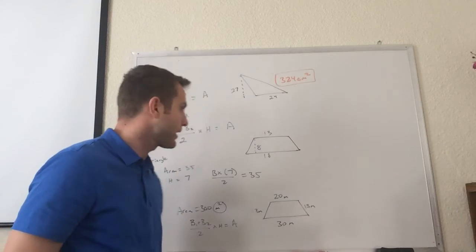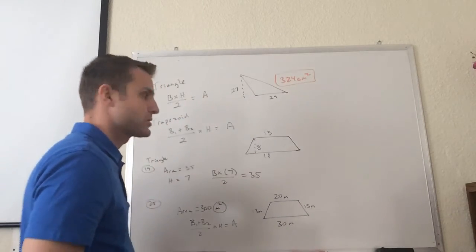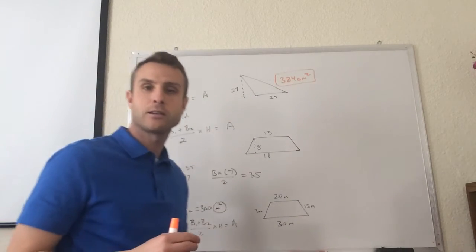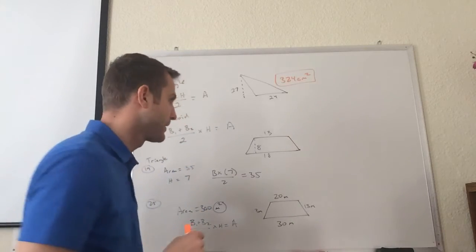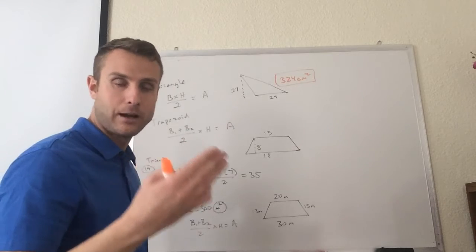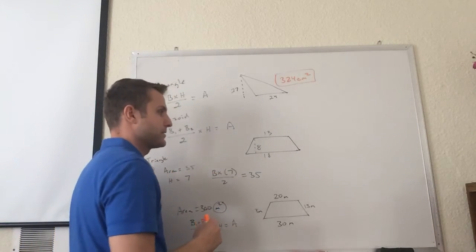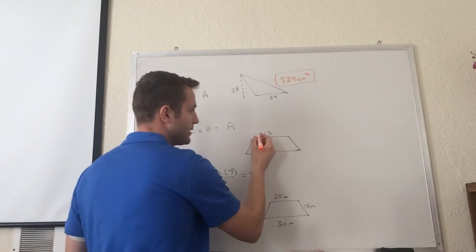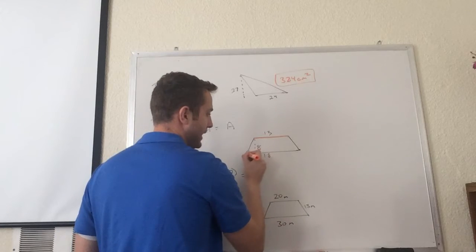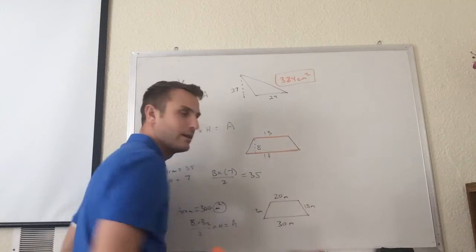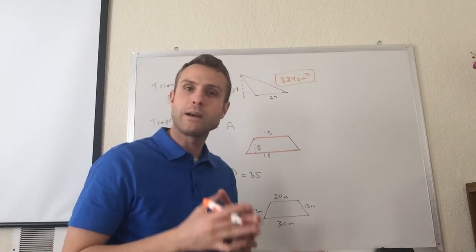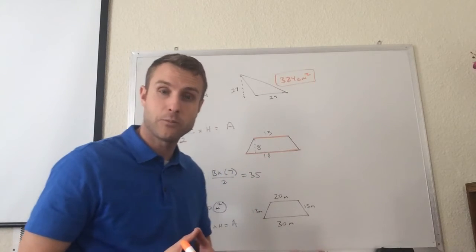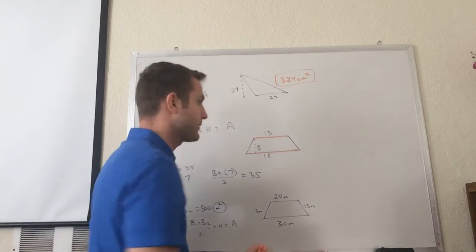Now, how about for a trapezoid? Remember, a trapezoid is a parallelogram with only one pair of parallel sides. I'm sorry, it's not a parallelogram, it's a quadrilateral with one pair of parallel sides. So you can see here, this side and this side are parallel. That means they will never cross. The bases are always the parallel sides. That's very important.